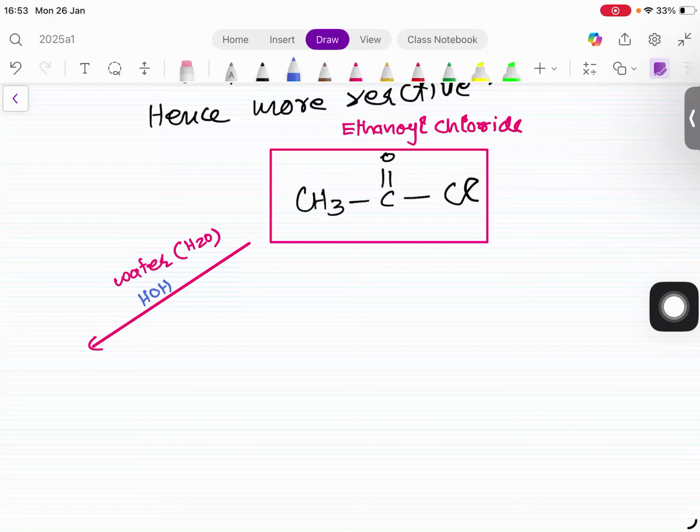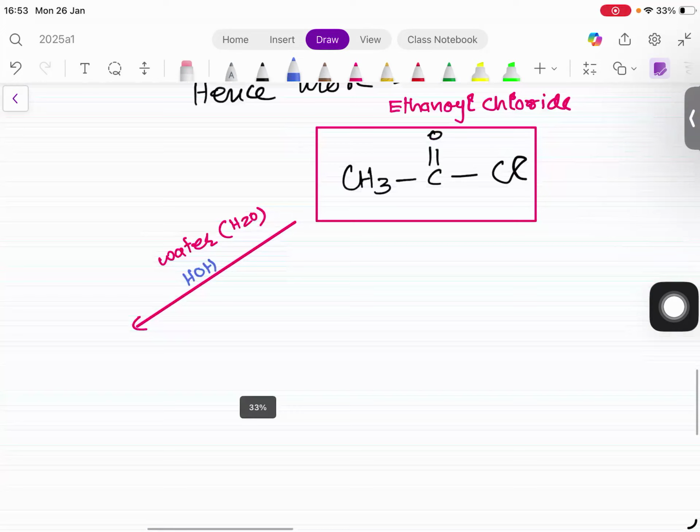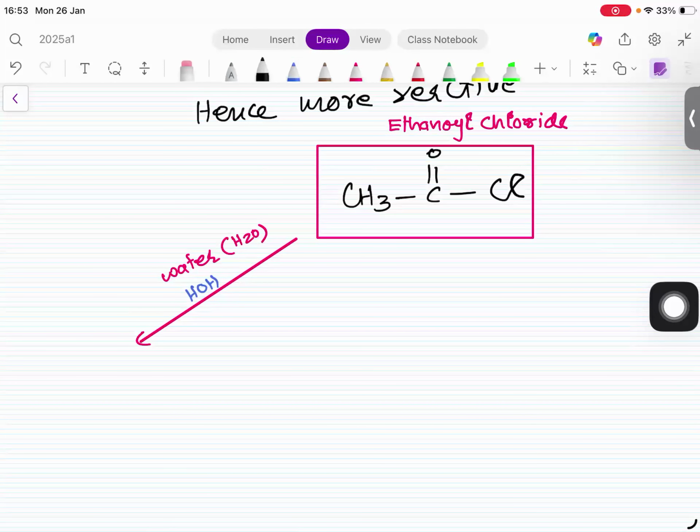Now, what is the water's nucleophile that goes and takes the place? How do you identify a nucleophile? If there is a metal present in that compound, just remove that metal. What is left behind is the nucleophile. If there is no metal, just remove the hydrogen from that. Whatever is left behind is the nucleophile. So water's hydrogen is removed and water's nucleophile is OH. This OH is going to take the place of this Cl.